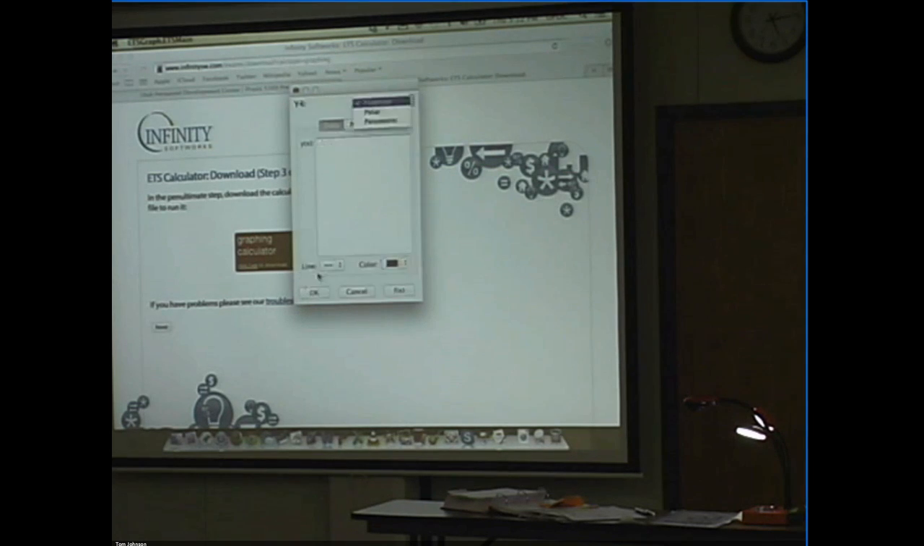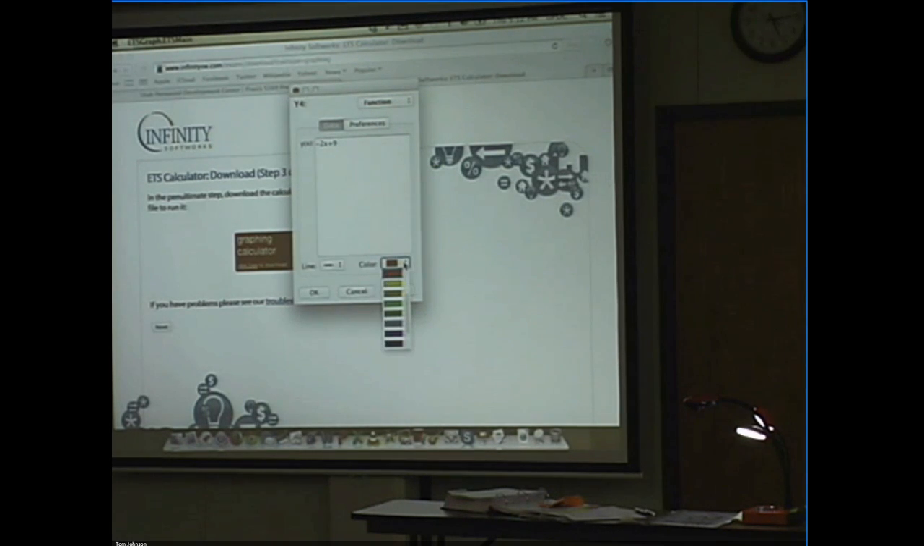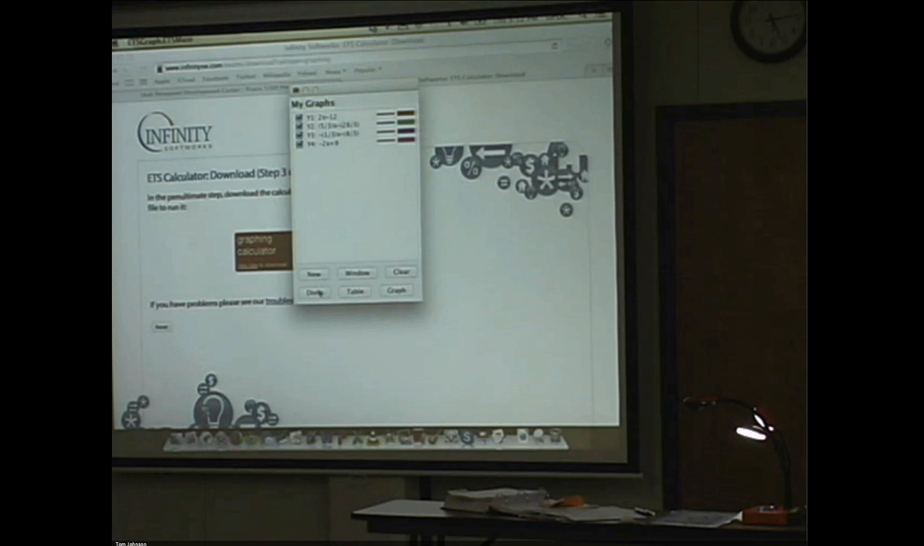And we'll add one more graph here. The very last graph we're going to add is negative 2x plus 9. And I guess we could have made some of these dotted. What color should we do this one? We've got more colors down here. I'll do that color. All right. And then we can go ahead.